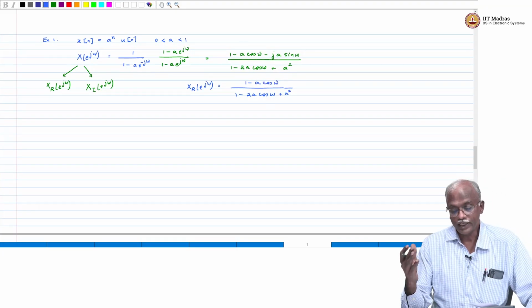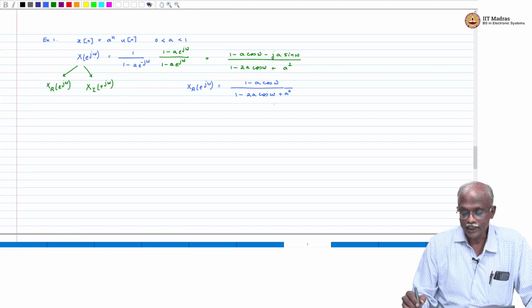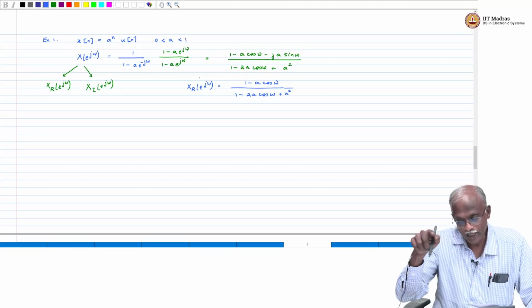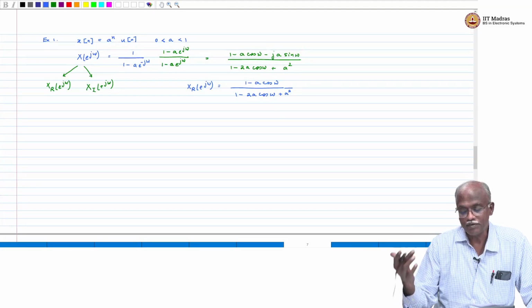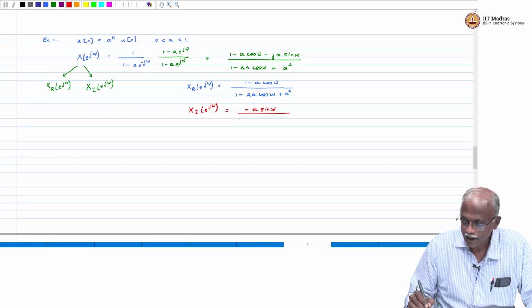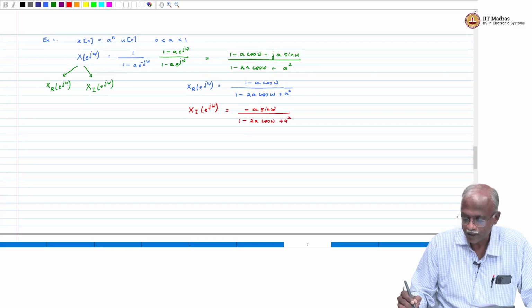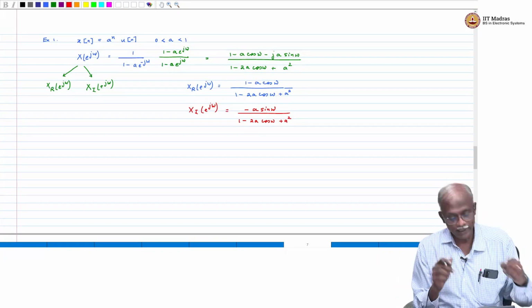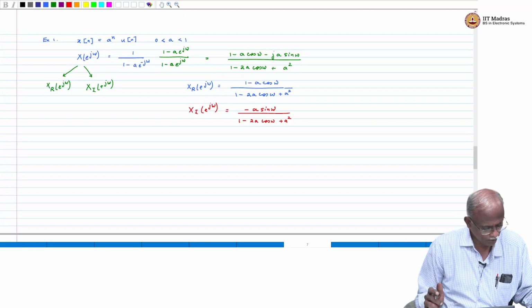Now, for example, if you want to test whether the real part is an even function or not, you can easily substitute here and verify it. If you substitute omega with minus omega, you will find that this is an even function. Similarly, we can also write down the imaginary part, which is given by minus a sine omega divided by 1 minus 2a cosine omega plus a square. You can verify properties like whether it is even, and what it maps to in terms of the inverse discrete time Fourier transform.